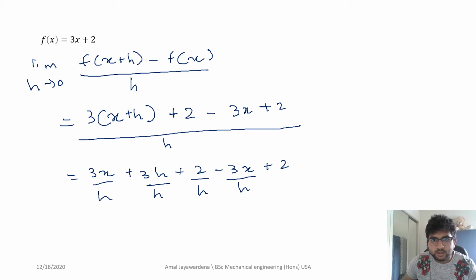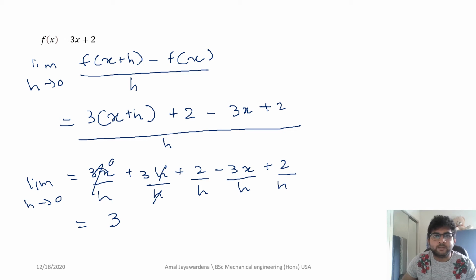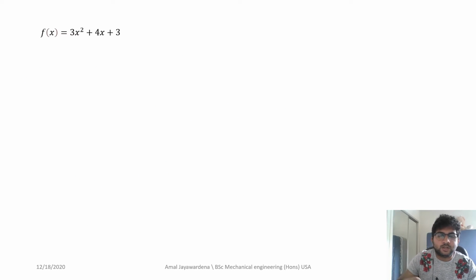We have h in the denominator, so this h cancels out. So let's say limit when h goes to 0. The 3x terms cancel out, and there's no h in the 3, so we have 3 there. In the third part we have h, so it's going to be 0. So the answer here is going to be 3, right? Let's go to another example.